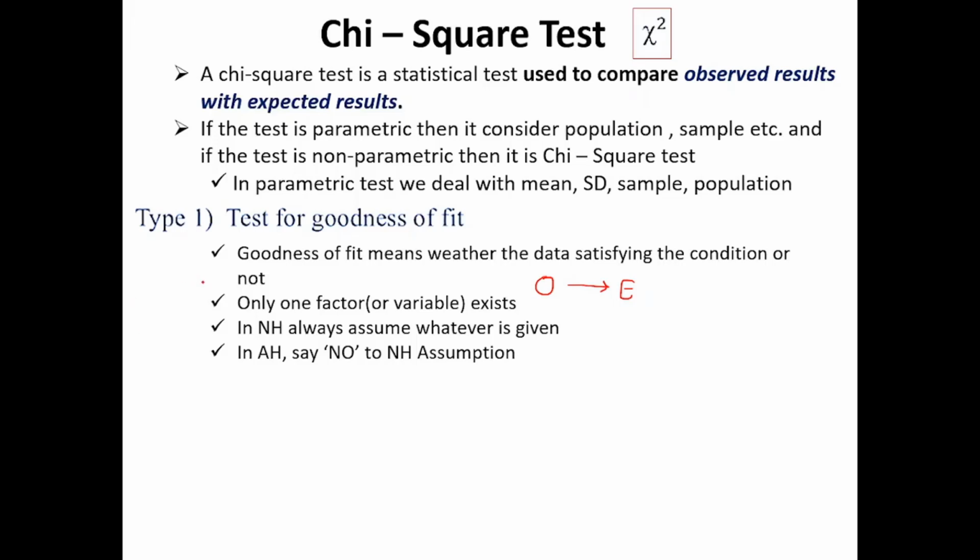In this test for goodness of fit, only one variable or one factor exists. In null hypothesis of this type 1, we always assume whatever is given to us. And in alternate hypothesis, we say no to the null hypothesis assumption.